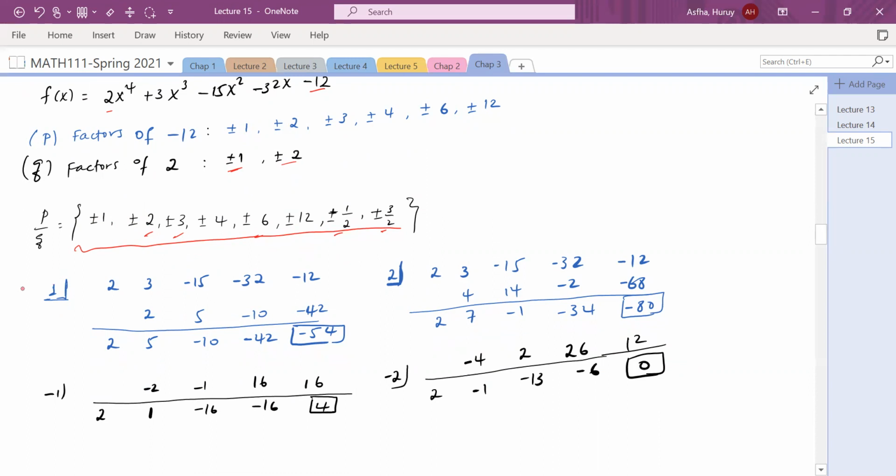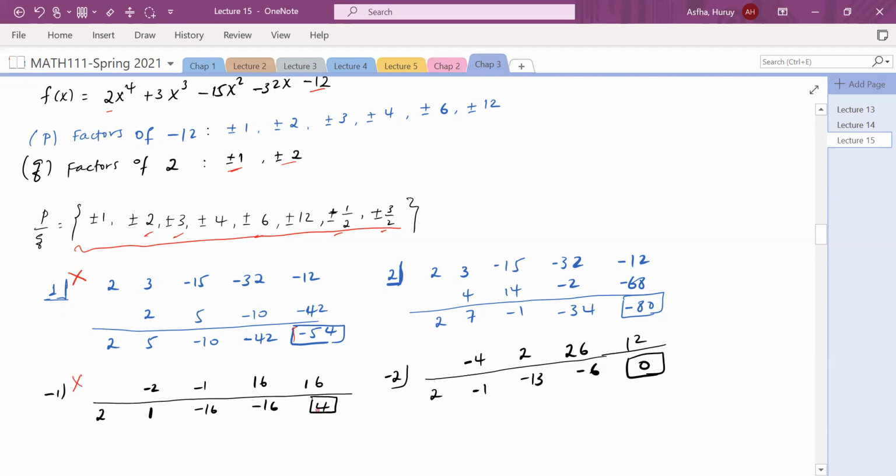If I take c as 1, if I take the +1, then we have the coefficients 2, 3, -15, -32 and -12. Using this, I got the remainder to be -54. Therefore, this is not a factor. Again, -1, it's not a factor because the remainder is 4.